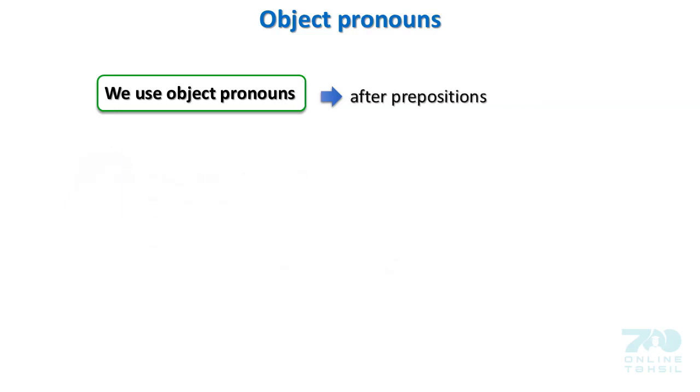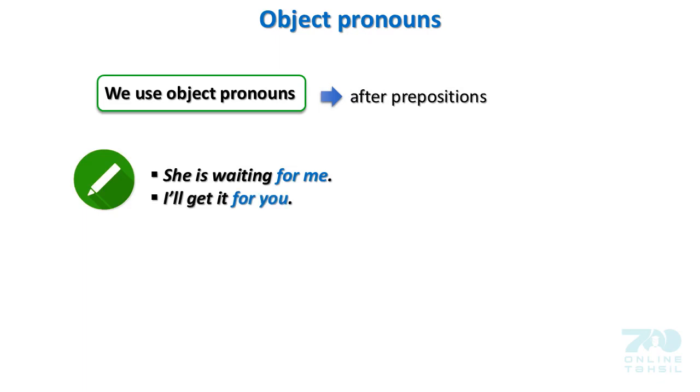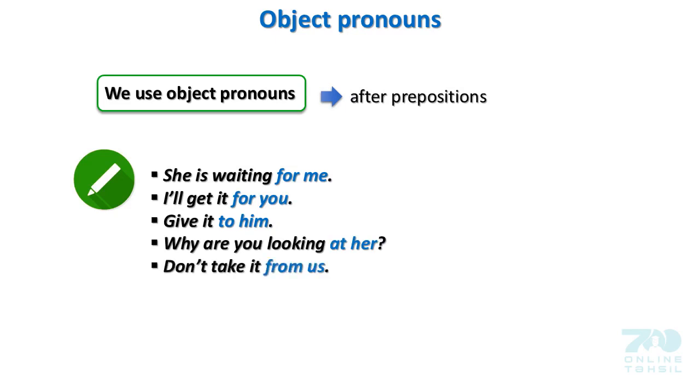After prepositions. She's waiting for me. I'll get it for you. Give it to him. Why are you looking at her? Don't take it from us. I'll speak to them.